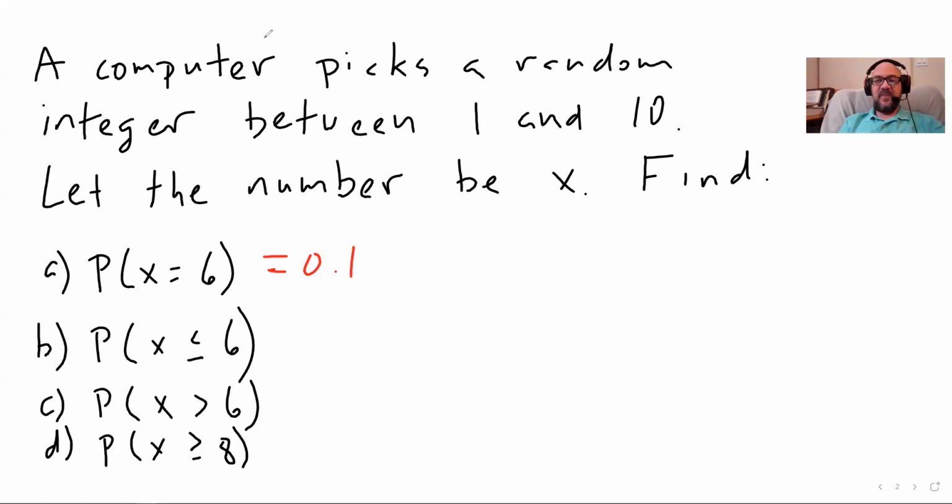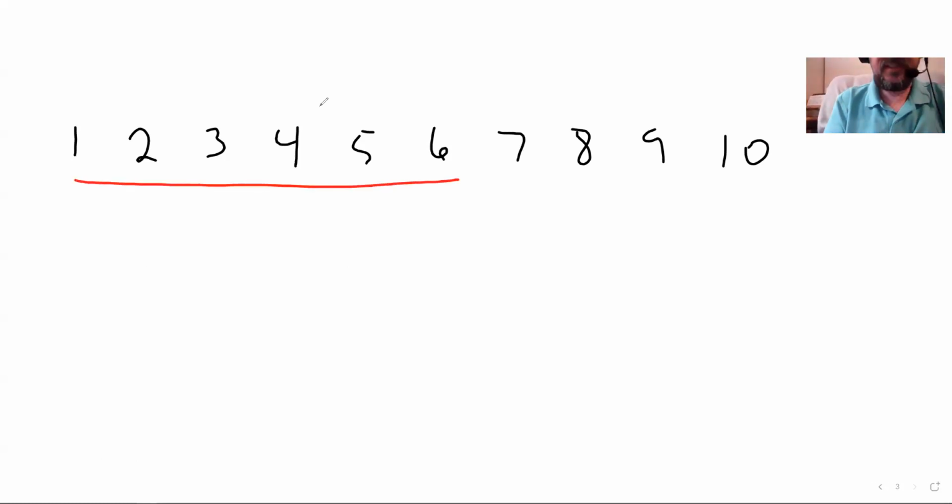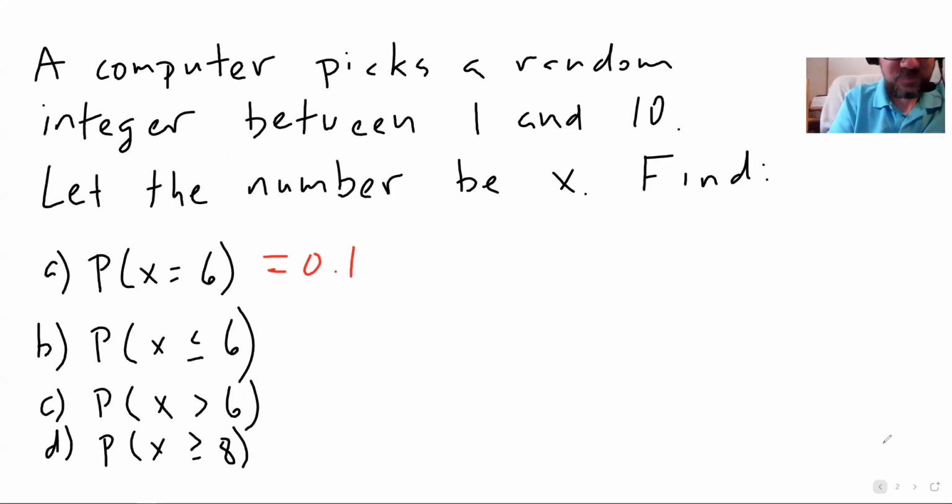All right, let's fancy it up a little bit. Let's find the probability of getting x less than or equal to 6. If I look at that, that's these guys, of which there are 6, each of which has probability 0.1. So that would be 0.6 is the total probability of getting that one.